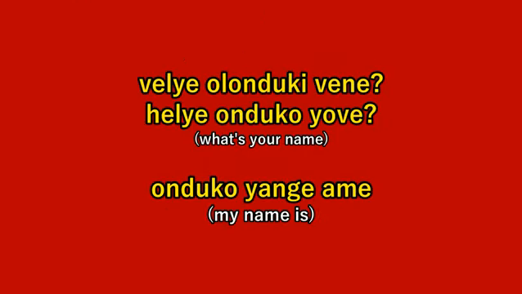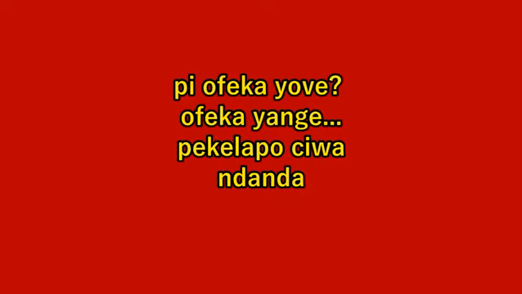What's your name is Velye Olonduko Vene, which is a more formal phrasing, or Hele Onduko Yove, an informal way to ask somebody's name. My name is Onduko Yange Ame. Good morning is Utanya Ua, and good afternoon is Ekumbi Liwa. Good evening is Uteke Ua. Where are you from? Pi Ofeka Yove. I am from Ofeka Yange, Peke Lapo Chiwa.